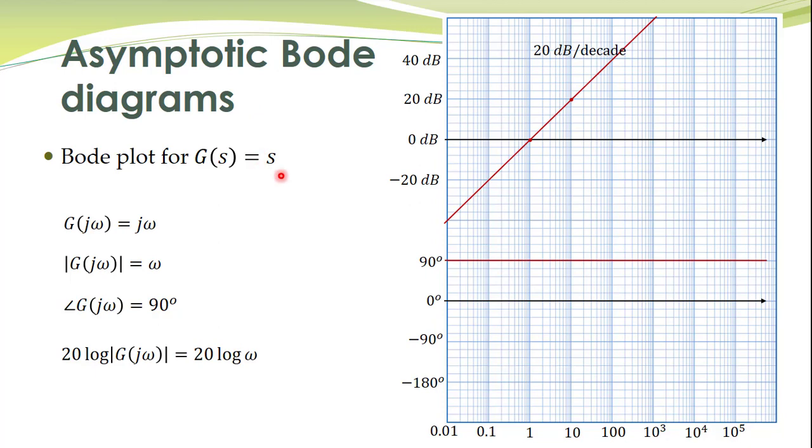So now whenever you have this transfer function, you can quickly sketch its magnitude plot by a straight line with a slope of 20 dBs per decade. And for the phase plot, you will have 90 degrees of phase angle.